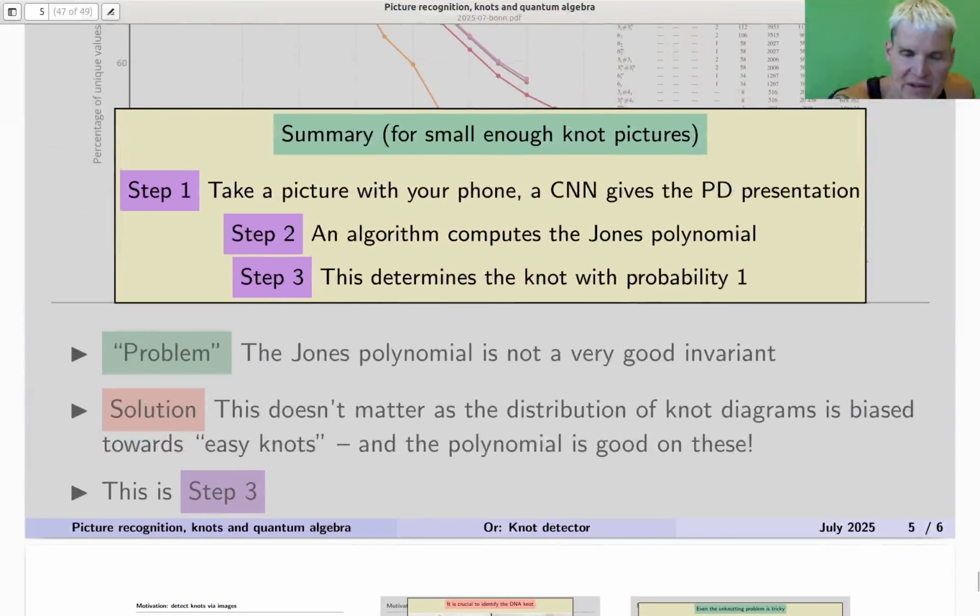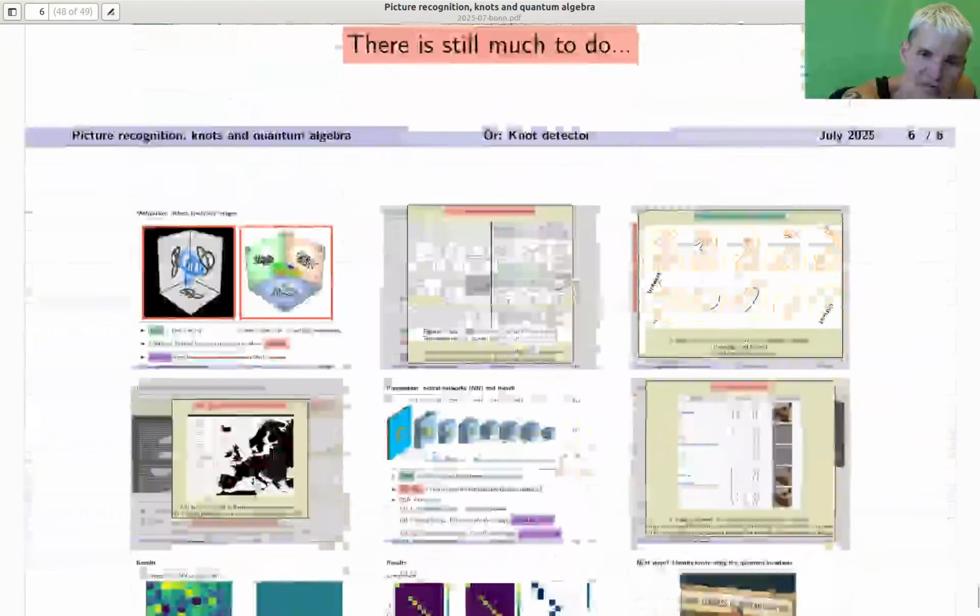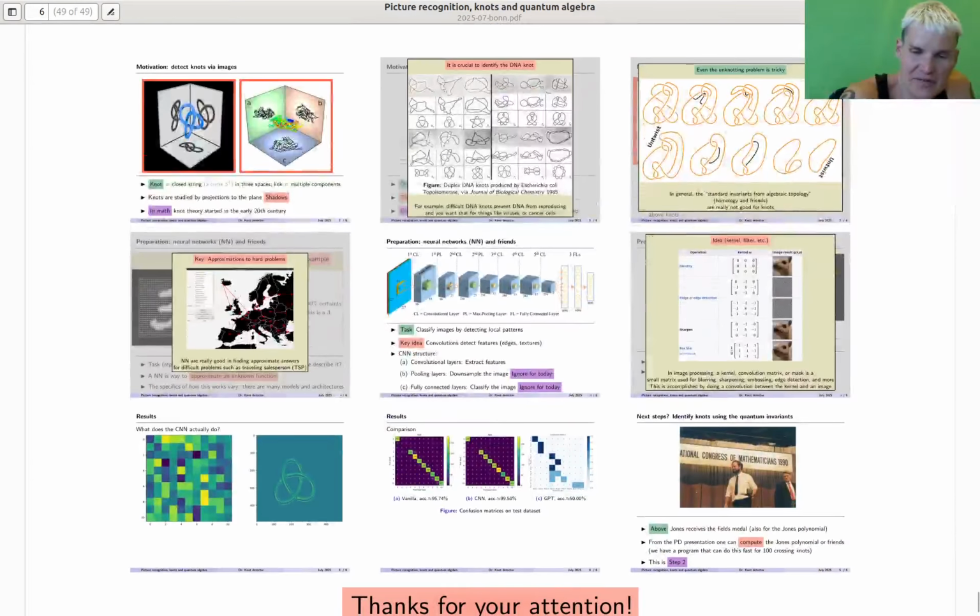Anyway, so let me repeat. Step 1, take a picture. The CNN gives the PD presentation. Then use a classical algorithm to compute the Jones polynomial. And then you should be able to determine the knot with probability 1, because most knots are easy knots. So I'm using a trick here. I just told you before that knots are very difficult, but most knots are actually easy knots. And on easy knots, the Jones polynomial is essentially a perfect invariant. So that's still my dream here, work in progress.